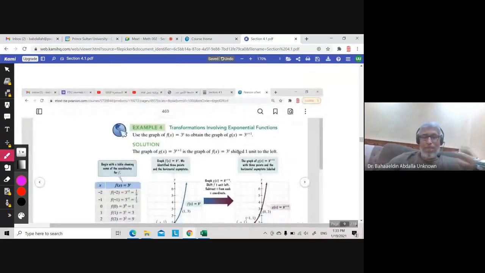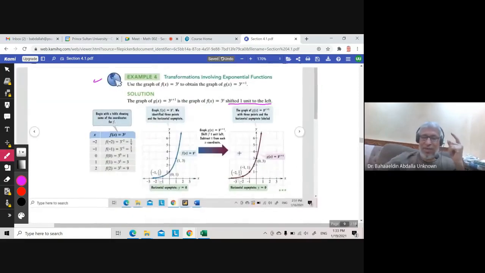For example, this is the graph. Use this example: use the graph of 3 to the power x to obtain the graph of 3 to the power x plus 1. What happened? Instead of x, we wrote x plus 1. So we move 1 unit to the left. We shift the graph 1 unit to the left. This is the graph of 3 to the power x. We shift it 1 unit to the left, and we get the graph of 3 to the power x plus 1.